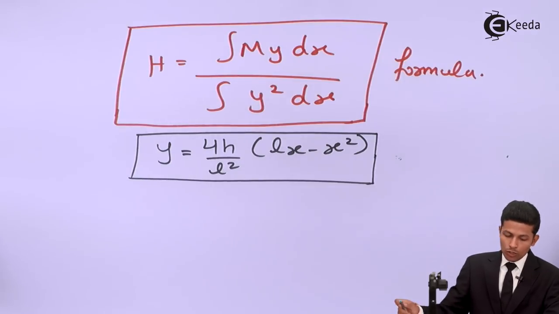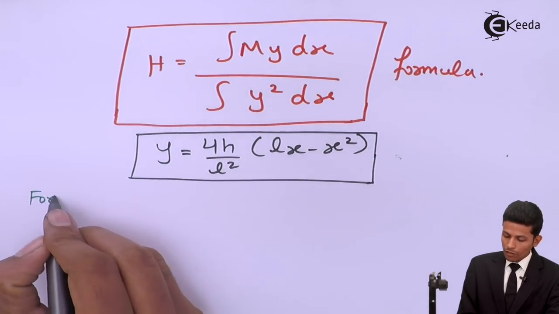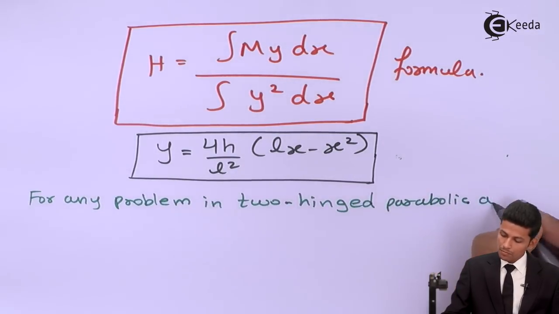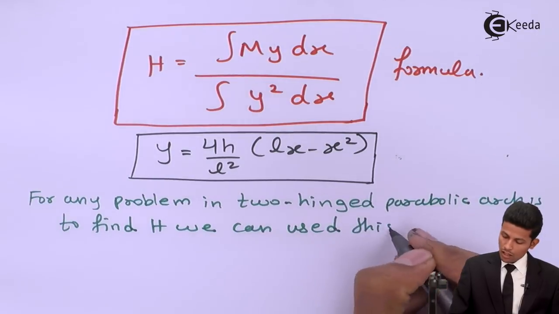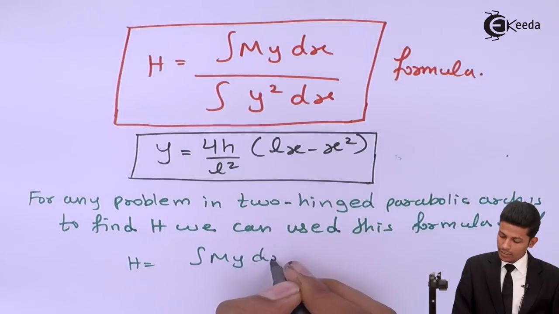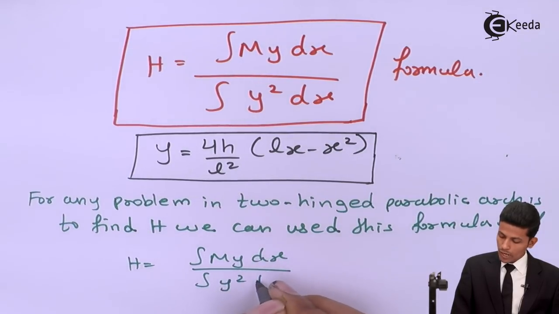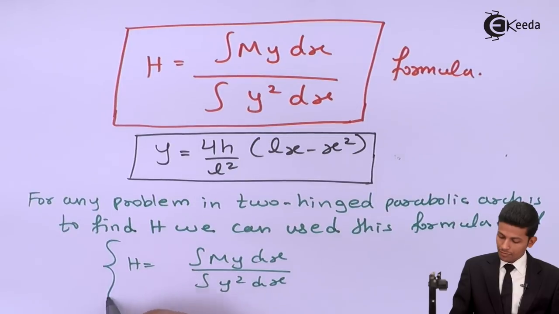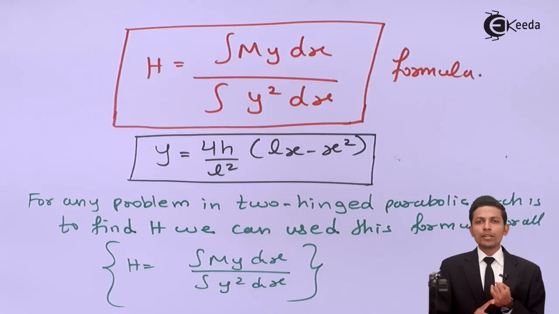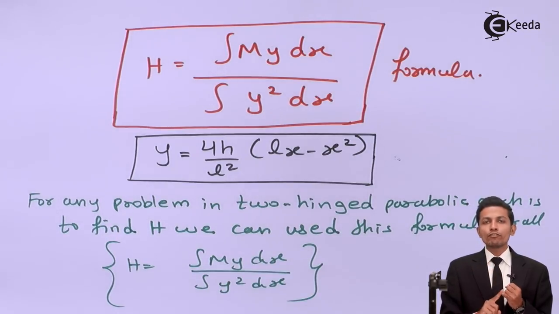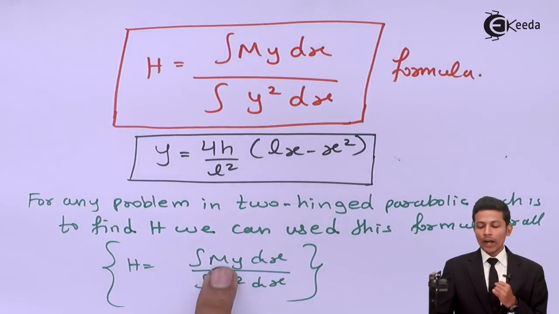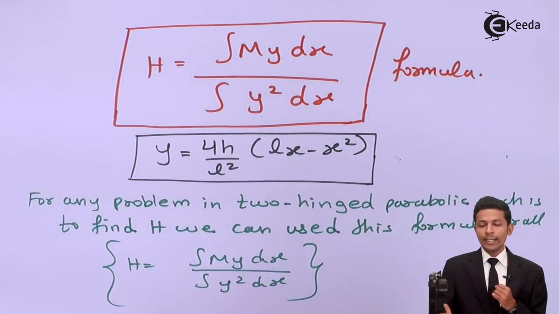Now take one, write one note for any problem: h is equal to integration of my dx upon integration of y square dx. Just remember one thing: in two hinge arches you have to remember one formula. To find h we can use the formula integration of my dx upon integration of y square dx, that's it.